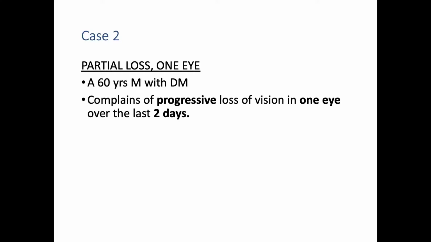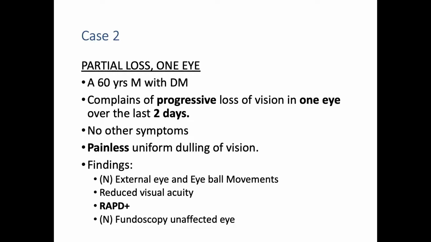So what we're going to do is case 2. There's a 60-year-old diabetic again who now complains of progressive loss of vision. So not acute, over the last 2 days. No other symptoms. There's painless, uniform downhill vision. Again, the eye movement and external eye are fine. There's reduced visual acuity, RAPD is positive again, and fundoscopy is normal in the unaffected eye. So the big difference here is this is gradual as compared to acute. Anybody have any potential diagnoses in their head?